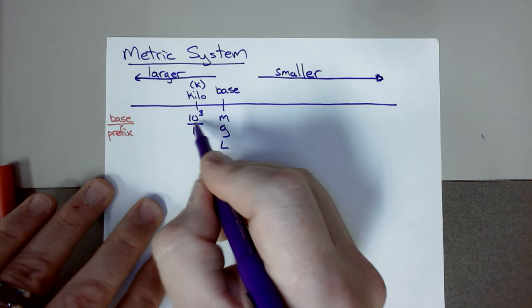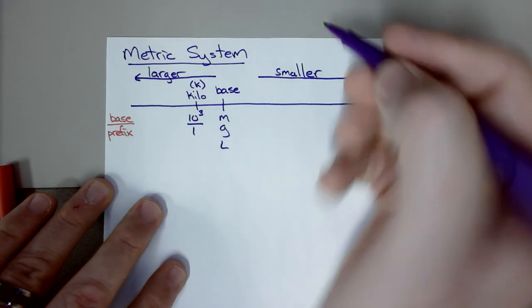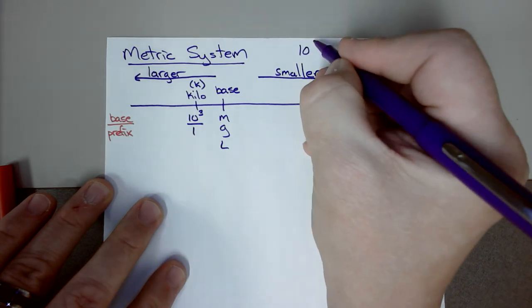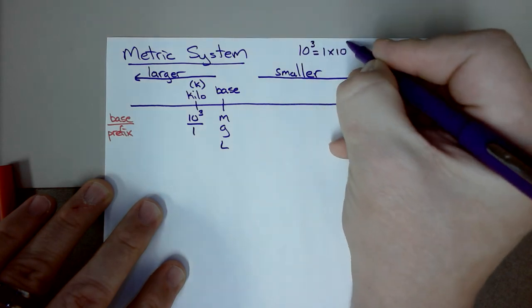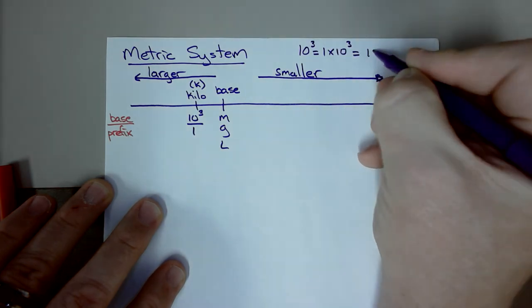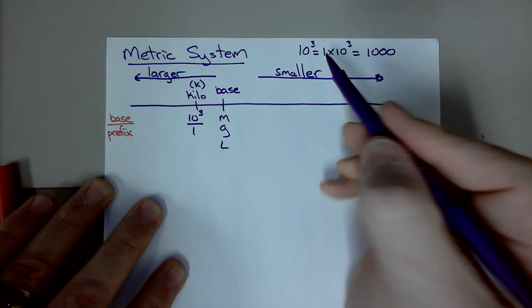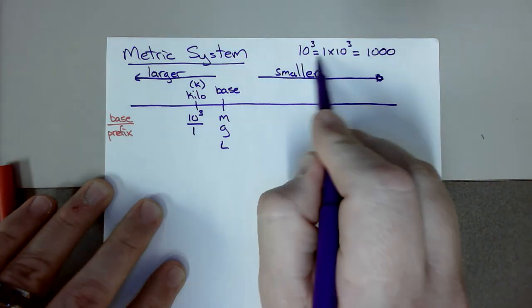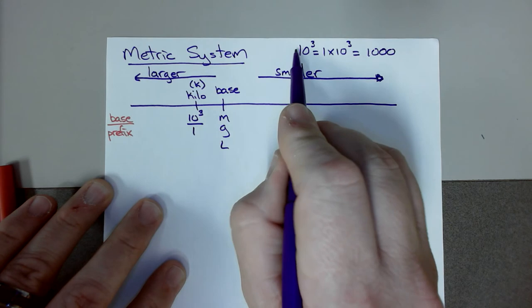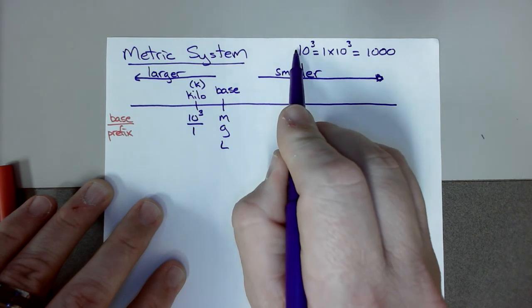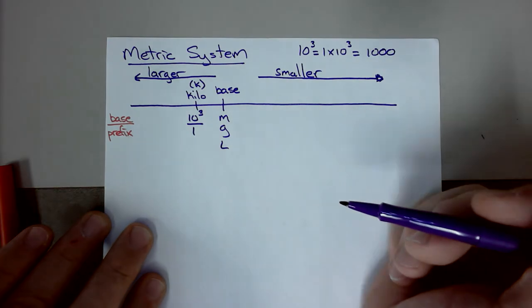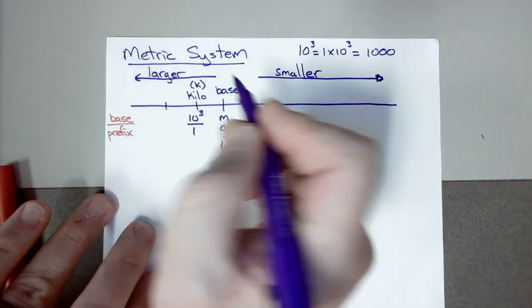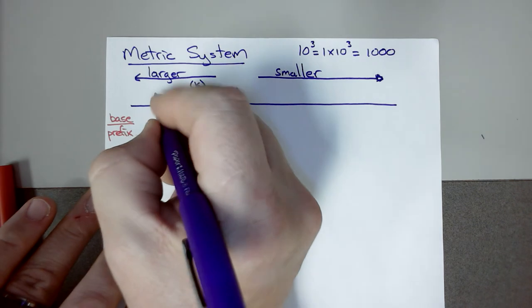Now let me clarify this 1,000 up here. I usually write 10 to the third, which is really equal to 1 times 10 to the third, which is equal to 1,000. So here you'll notice that we just assume or understand that the 1 is there when I write it, and that it's 1,000. Now the next one we're going to write here is a mega.